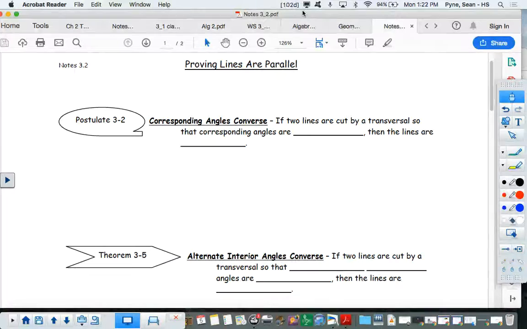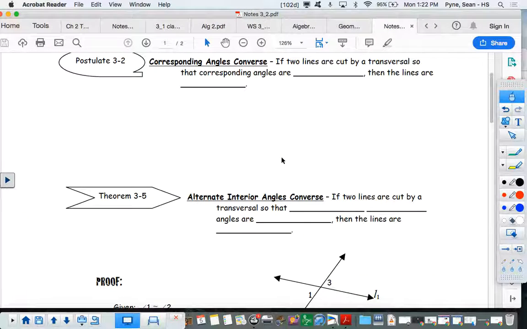Now the most important part of this section is we have to use a specific word to go from knowing the angles are congruent or supplementary to knowing that the lines are parallel. So we don't just say corresponding angles or same side. You'll be saying corresponding angles converse. The converse is specifically saying, hey, we know the angles are congruent or supplementary, so we know the lines are parallel. You have to use that to get credit. If you don't, you will not be getting credit.